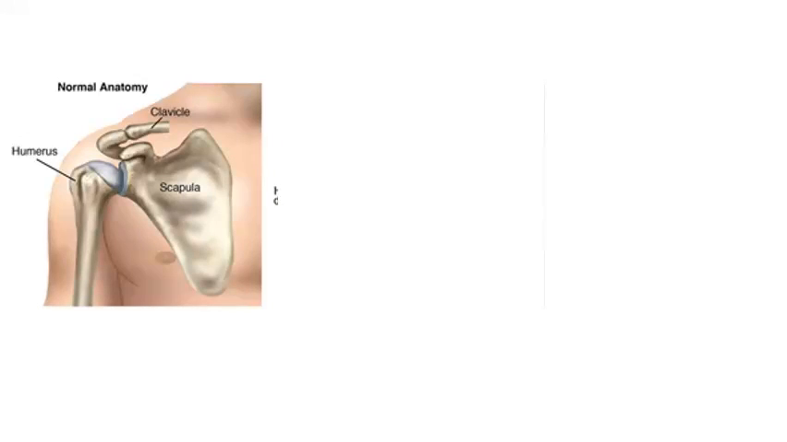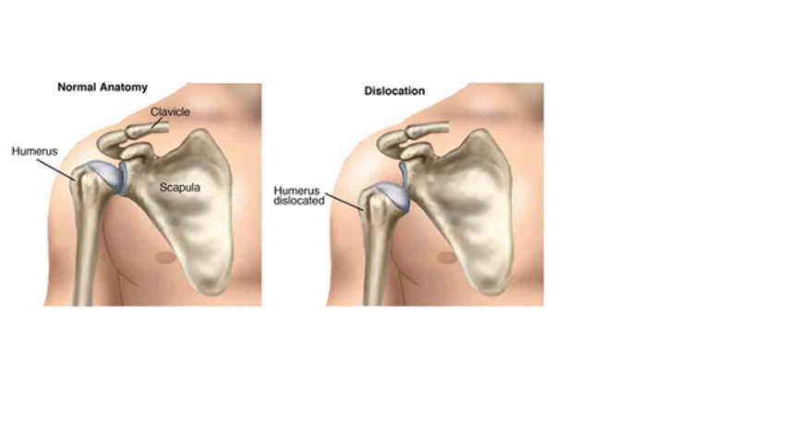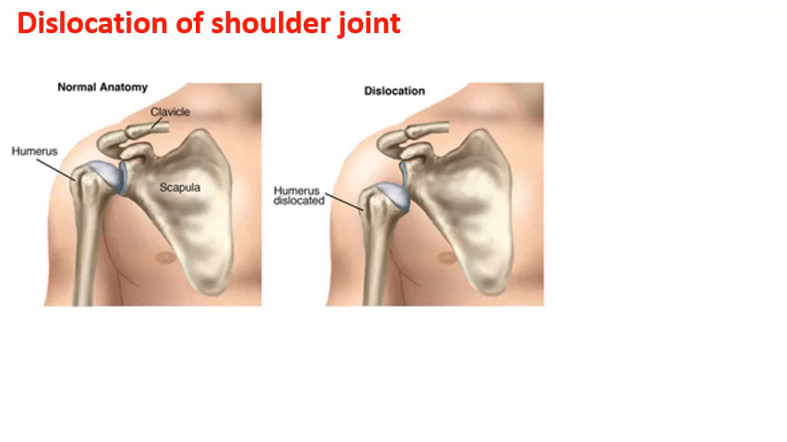Here is the head of the humerus articulating with the scapula to form the shoulder joint. What happens if this head is displaced from its place, from the glenoid cavity? It comes out from the glenoid cavity. A condition called dislocation of the shoulder joint is formed. So what is meant by dislocation of the shoulder joint? It is displacement of the head of the humerus from the glenoid cavity.